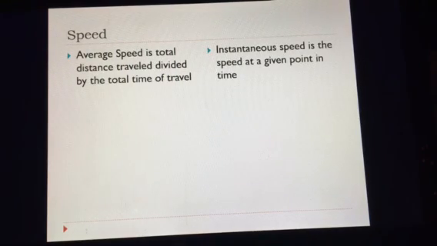However, when we talk about instantaneous speed, this is where some of us get in trouble for speeding, because police officers will take an instantaneous speed. This is a speed at any given point in time.